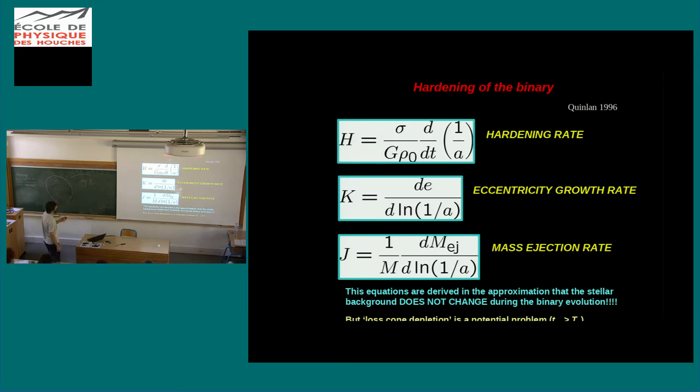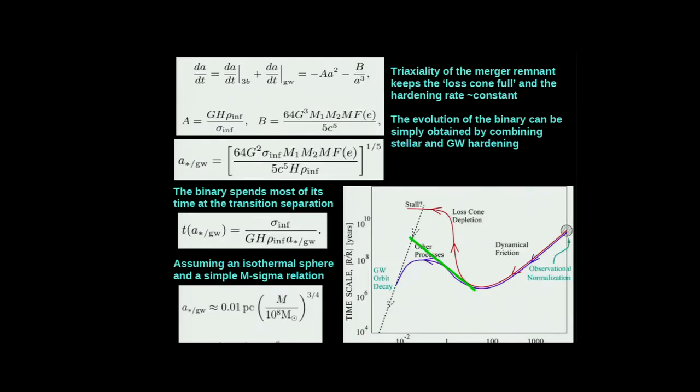In particular, I want to spend a second on this equation. This is the evolution of the semi-major axis of a binary that sits in a stellar distribution of density rho and typical velocity sigma. This H is a hardening rate, a dimensionless number of the order of 15. So d(1/a)/dt is essentially a constant, and the hardening da/dt is proportional to a squared, which is what I'm going to show in the next slide.